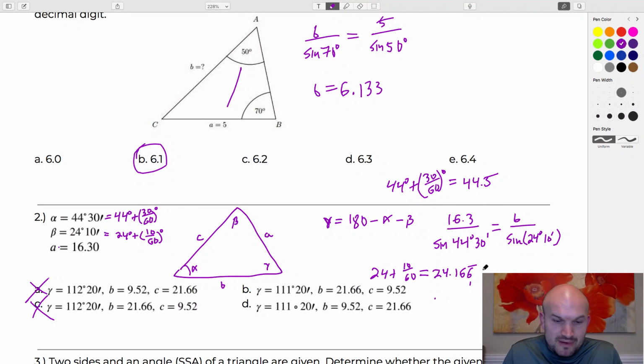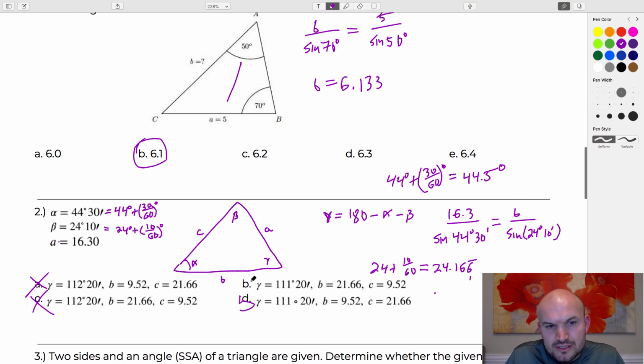So now what I'm going to type in my calculator is 16.3 times the sine of my stored value of A, and then I'm going to divide that by the sine of 44.5, because that's what I figured out 44 degrees 30 minutes to be. And when I do that, I get 9.52. So again, which value am I solving for? I'm solving for B. So you can see that my answer is going to be D.